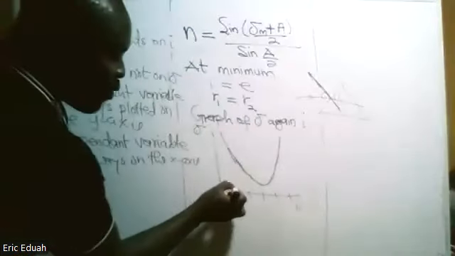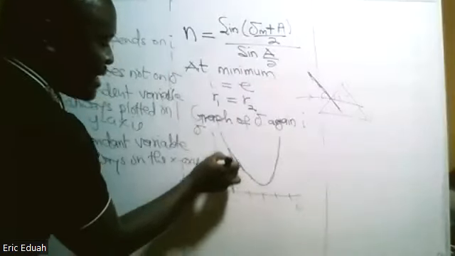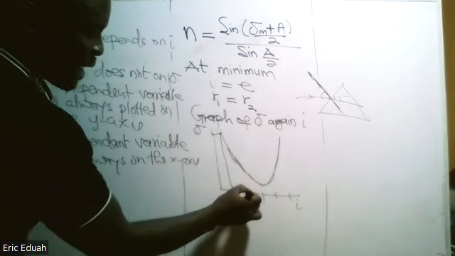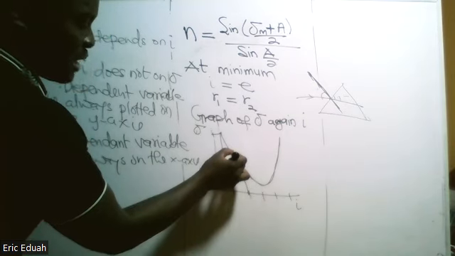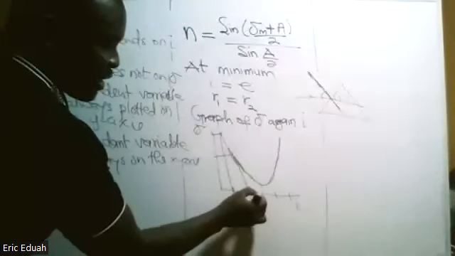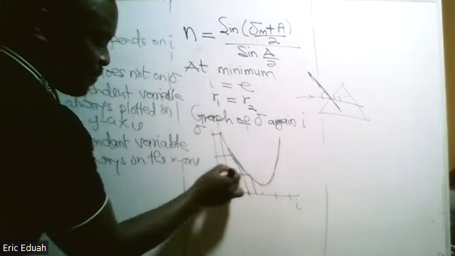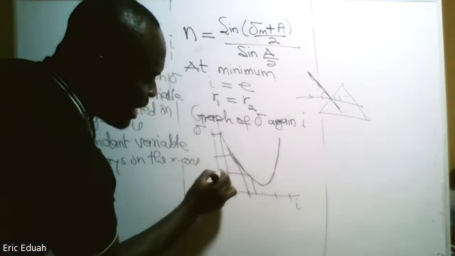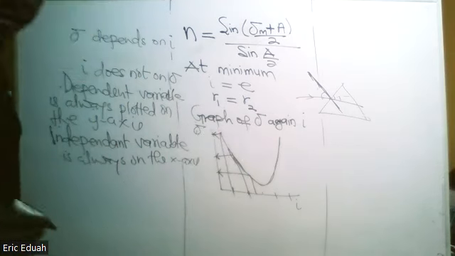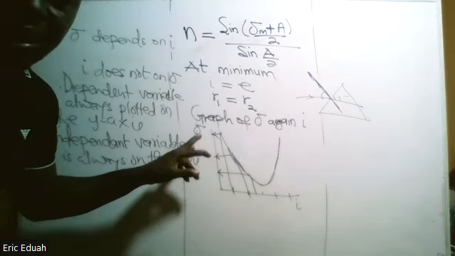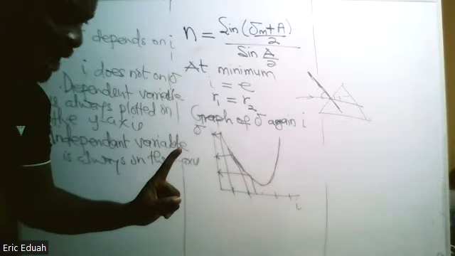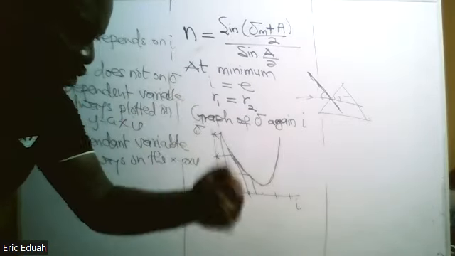Now, assuming I is this, we'll have the deviation to be this. When I increases to this, the deviation will be here. If I is this, the deviation will be here. What do you think is happening to the angle of deviation as I increases? It is decreasing. Is that okay? So it follows the norm.